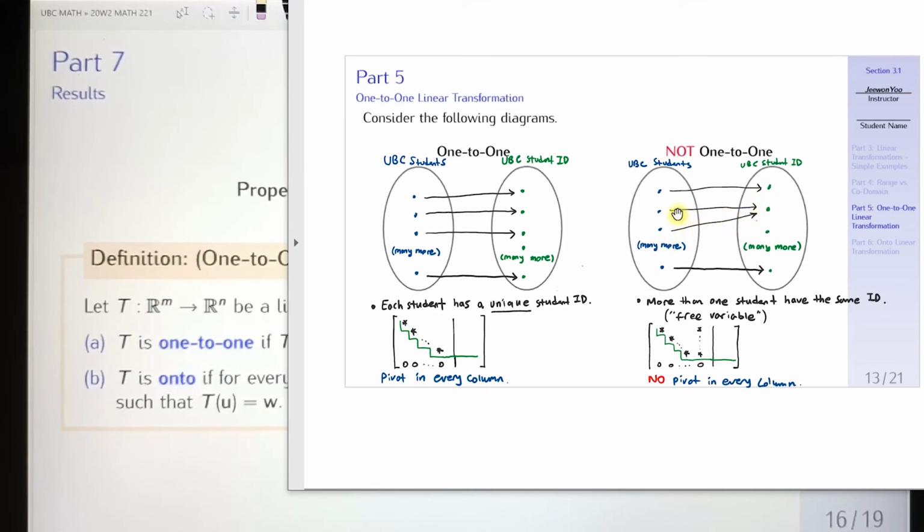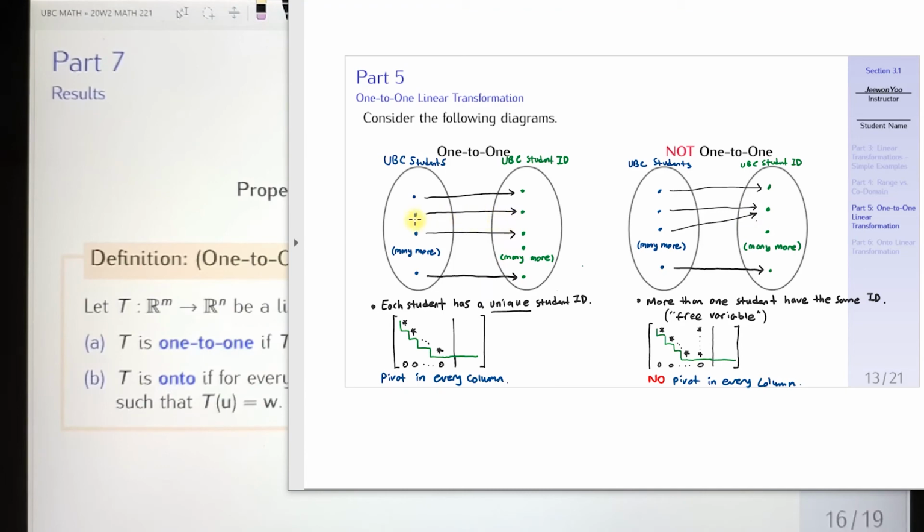Do you agree that T of U equals T of V, which means the same dot over there? And yet, U and V are not equal to each other. They're different people. In this case, the transformation is not one-to-one. Two people sharing the same UBC ID, it's not one-to-one.